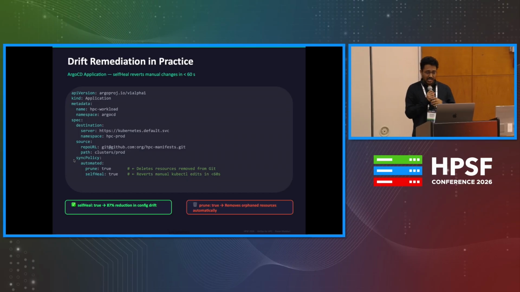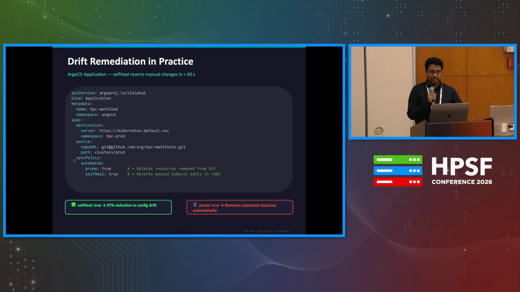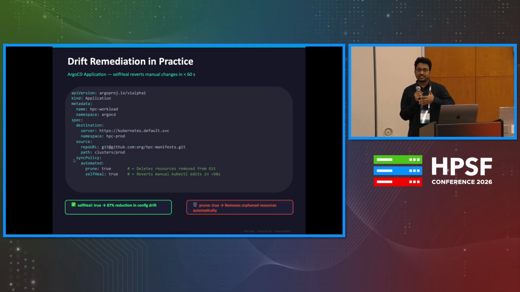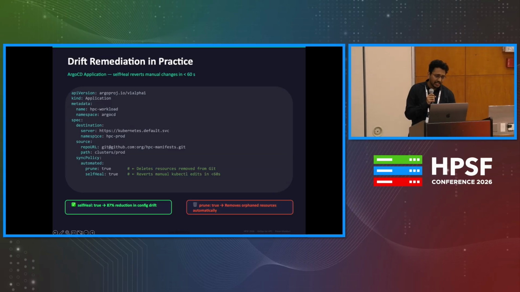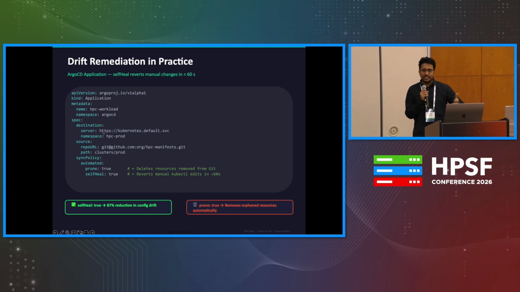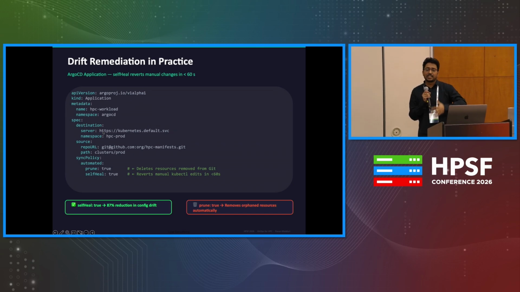So this is what the ArgoCD application YAML looks like. This is just a CRD that runs on the cluster. If you take a closer look, it's just a simple YAML file where you define the server, which is where exactly you're going to deploy. And ArgoCD does not have to run on every cluster.